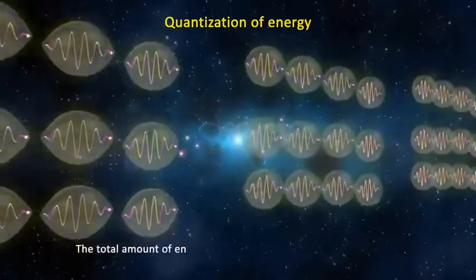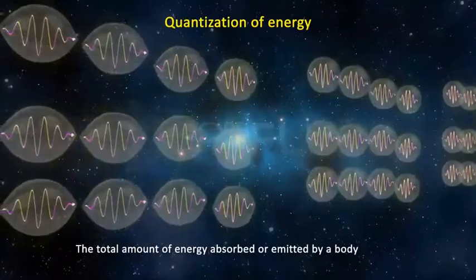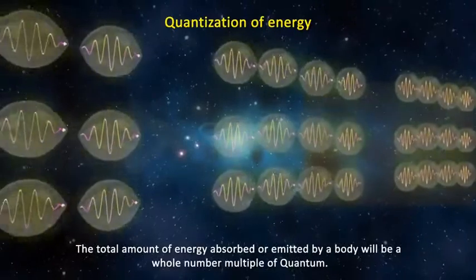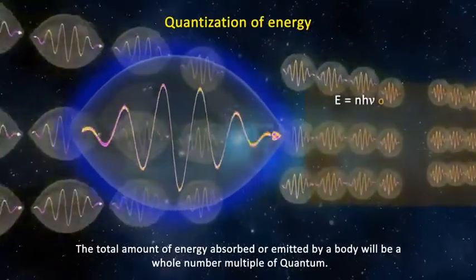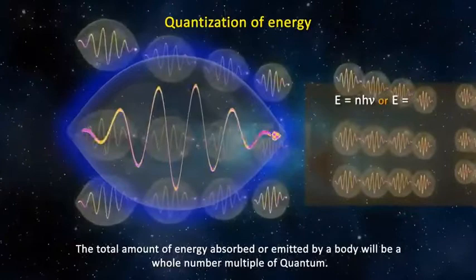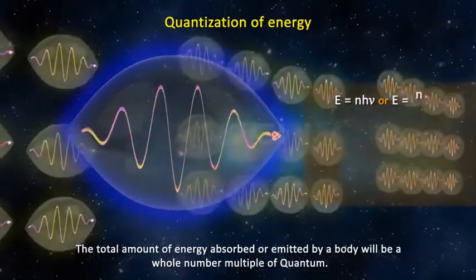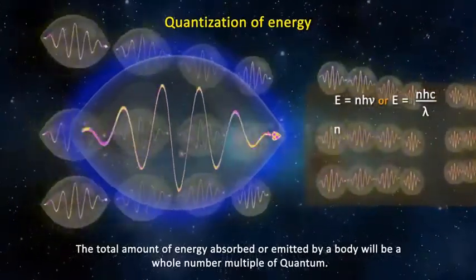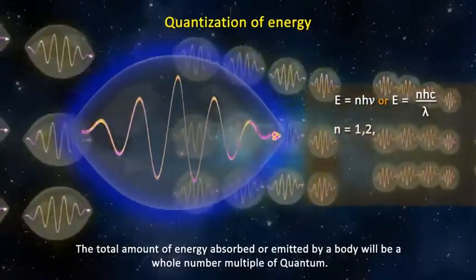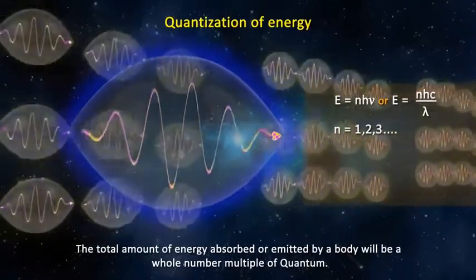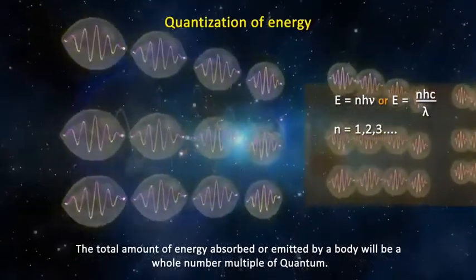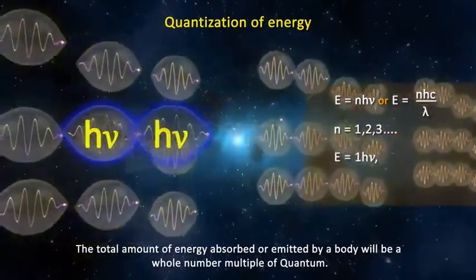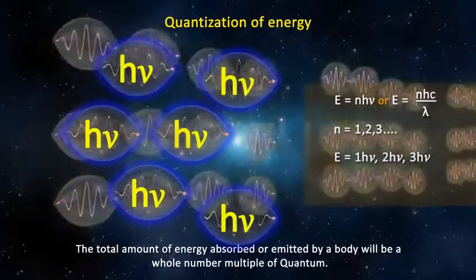The total amount of energy absorbed or emitted by a body will be a whole number multiple of the quantum. That is, E equals nh nu, or E equals n into hc by lambda, where n is an integer with values 1, 2, 3 and so on. This implies that a body can only emit or absorb energy equal to an integral multiple of h nu, such as 1h nu, 2h nu, 3h nu, etc.